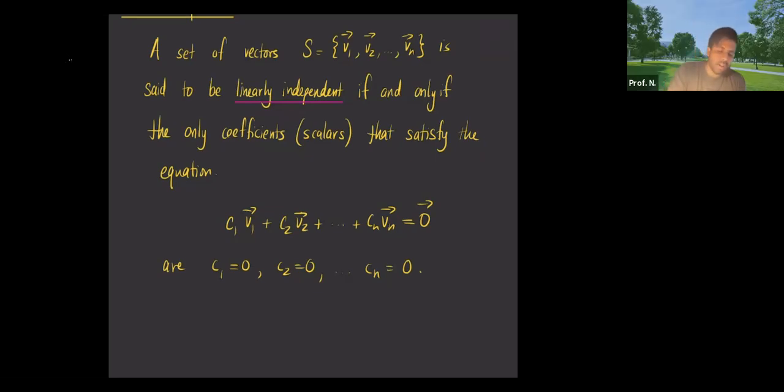So note, any set of vectors that includes a zero vector is always linearly dependent.